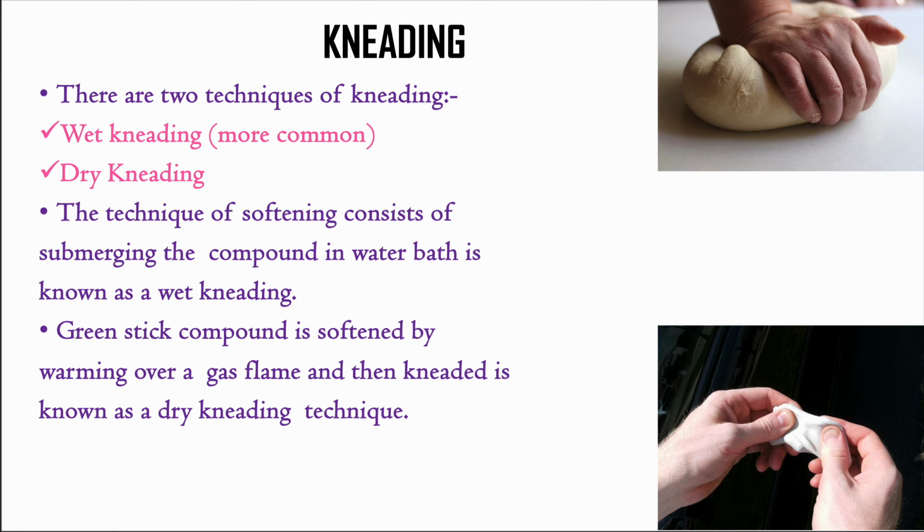Coming to the kneading, there are basically two techniques for kneading impression compound. The wet kneading, that is more common, and the other one is dry kneading. The technique of softening which consists of submerging the compound in a water bath is known as wet kneading. That is what we explained earlier. Green stick compound that is used for border molding purposes is softened by warming over a gas flame and then kneaded. This is known as the dry kneading technique.